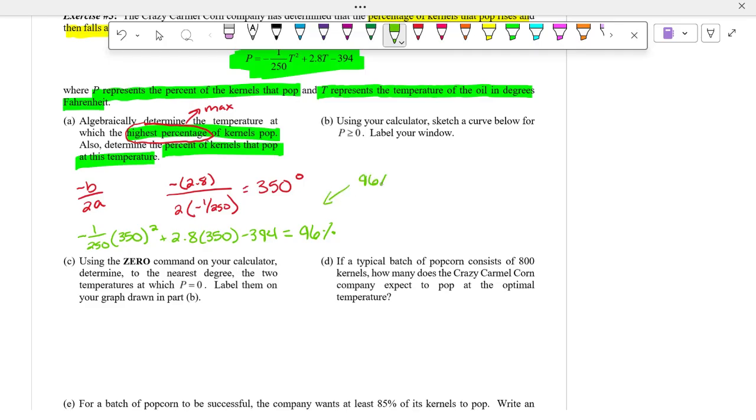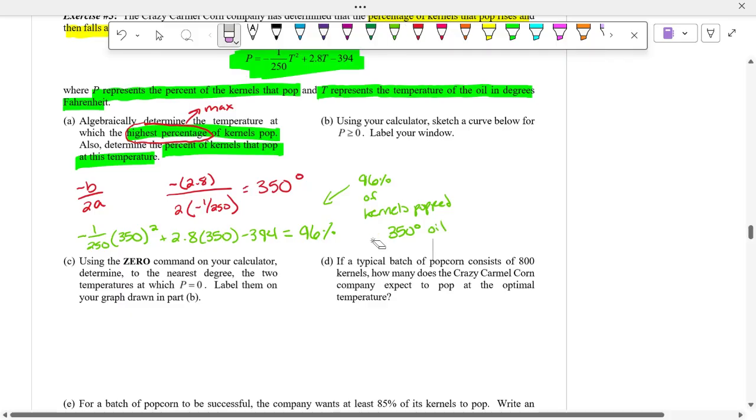So 96% of kernels popped at 350 degrees, or in 350 degree oil.